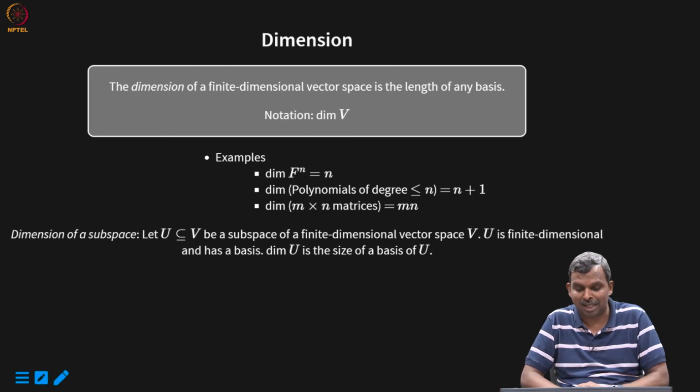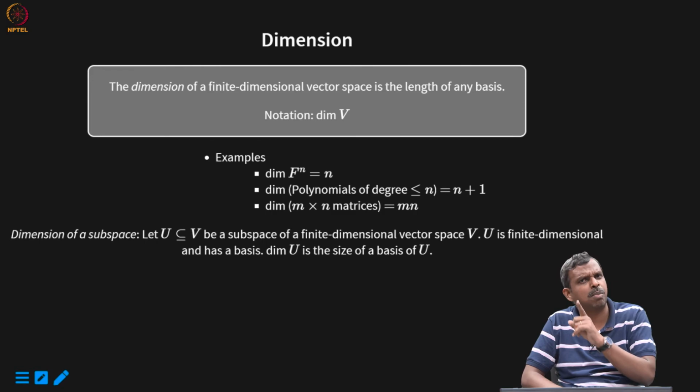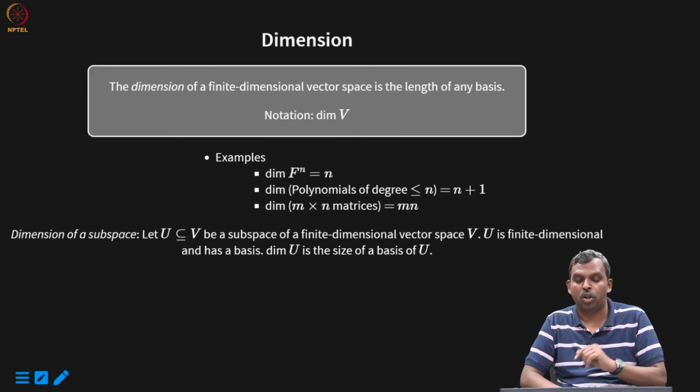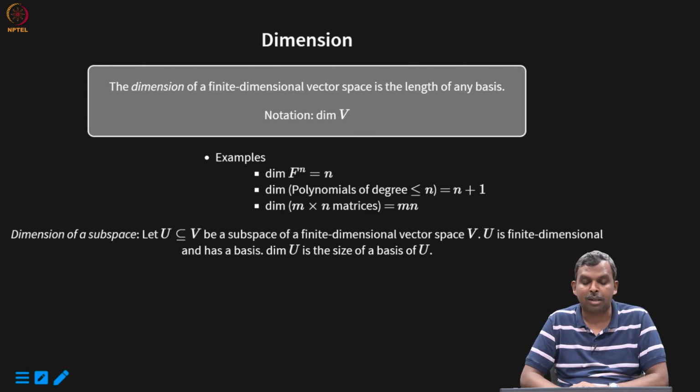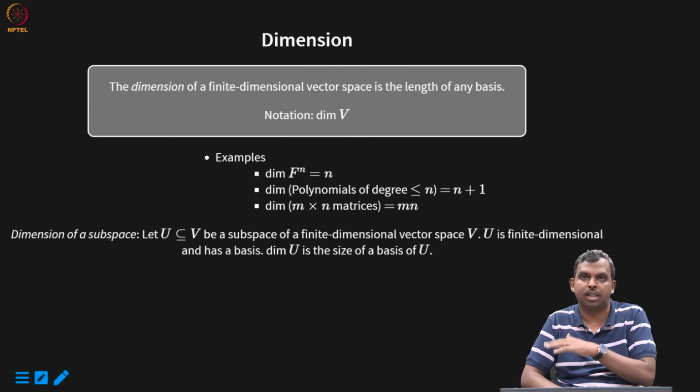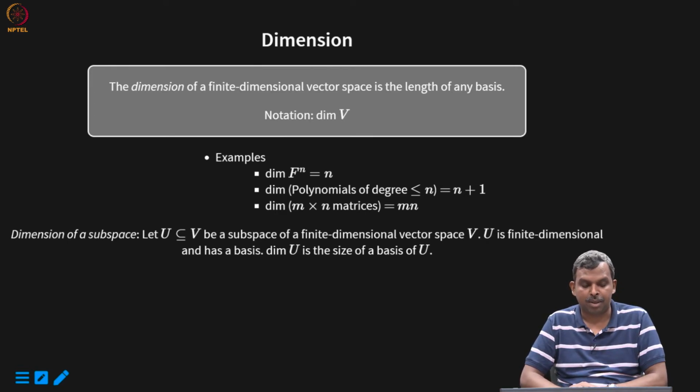We can see some examples here. It's easy to write down. The dimension of F power n, the standard vector space, is actually n. You can come up with a basis with n vectors. And the dimension of polynomials of degree less than or equal to n is actually n plus 1, right? The basis has n plus 1 vectors: 1, x, x squared, all the way till x power n. What about m cross n matrices? The dimension is m times n. The basis has mn elements.